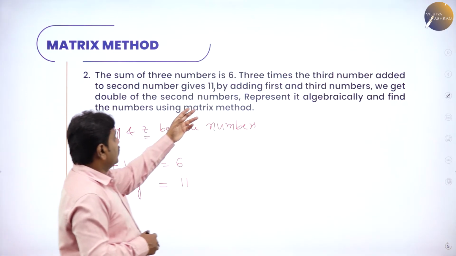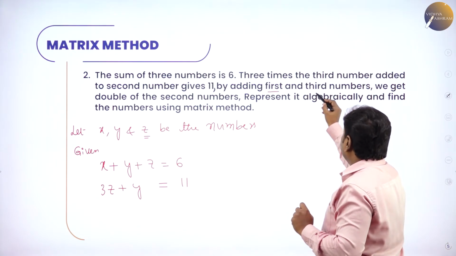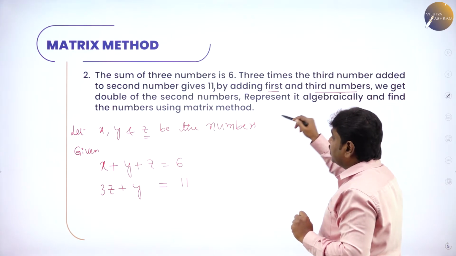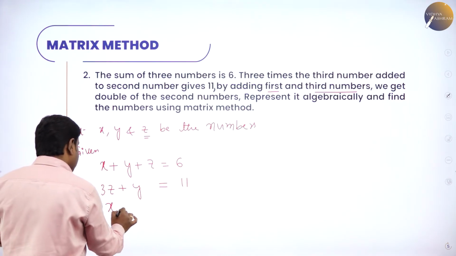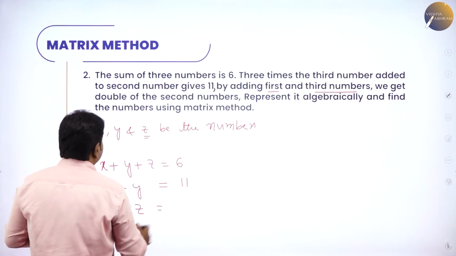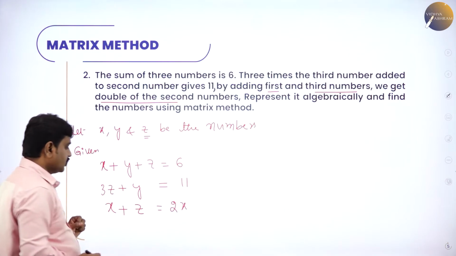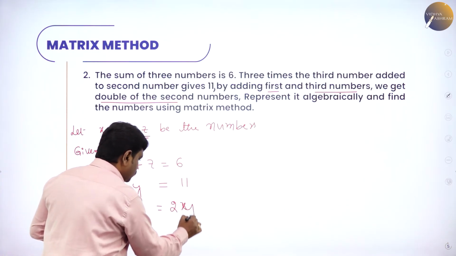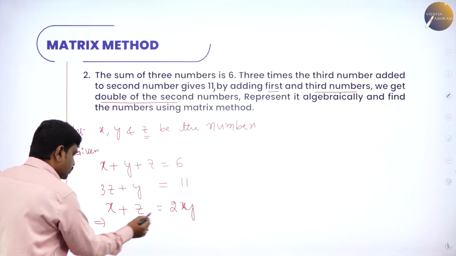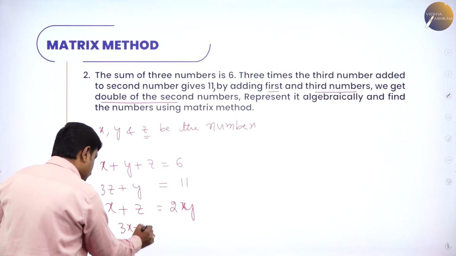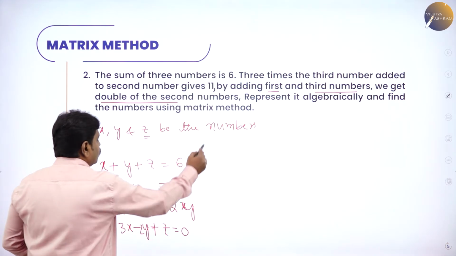Then by adding first and third numbers, we get double the second number. First number means x, third number means z. We'll get double the second number. Double the second number means 2 times y. I'll rearrange this. This implies, if I bring this side, 3x minus 2y plus z is equal to 0. So first task is done.